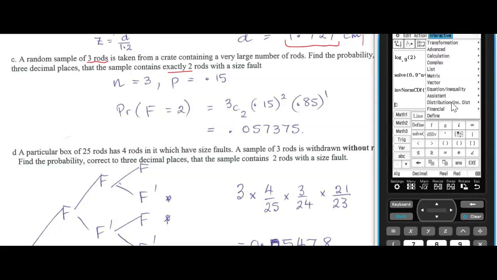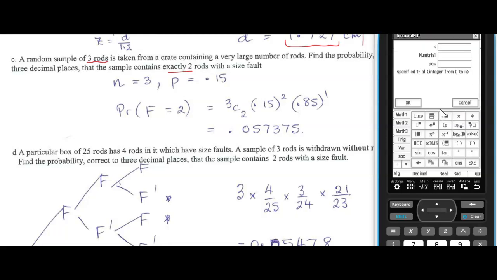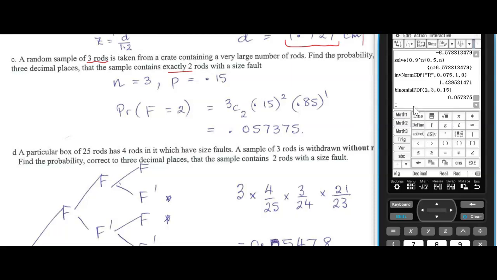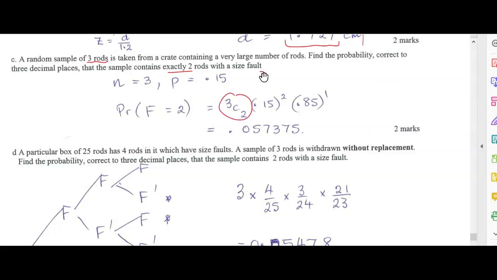So when we're doing it on the calculator, you just choose this time, and we haven't done this one for a while, just PDF. Okay, so X is equal to 2, the number of trials is 3, and the probability of success is 0.15. All right, so there you go, 0.057375. Try to just do it to 4 decimal places. You can see the notation there for the binomial distribution, so you can either write that or just 3, 2, doesn't matter.